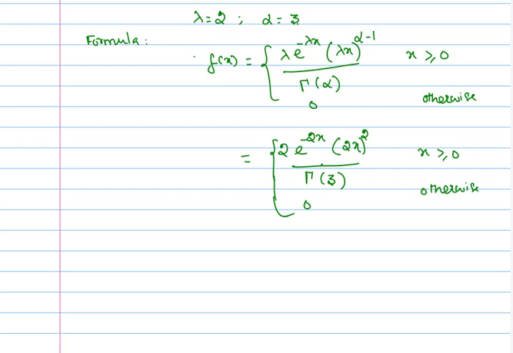Gamma of 3 is 2, and 2x square gives 4, so it cancels normally. You will get 4 times exponential of minus 2x times x square, 0 otherwise. So this 2 and this 2 cancel, 2 square is 4. So 4 times exponential of minus 2x times x square.